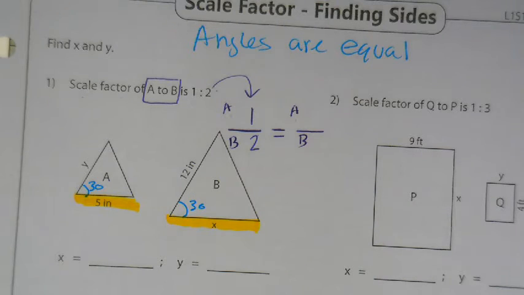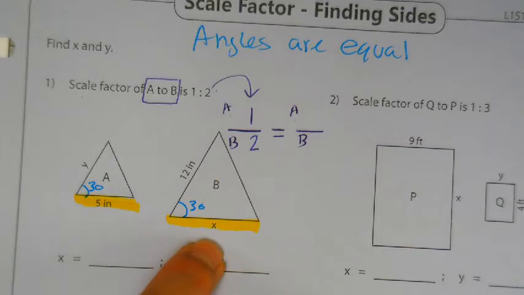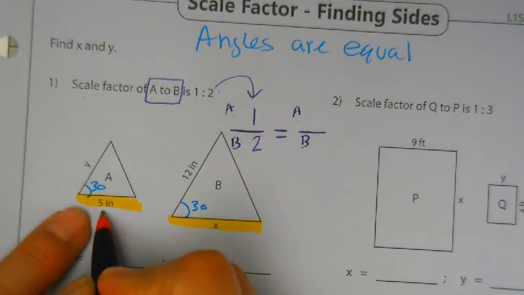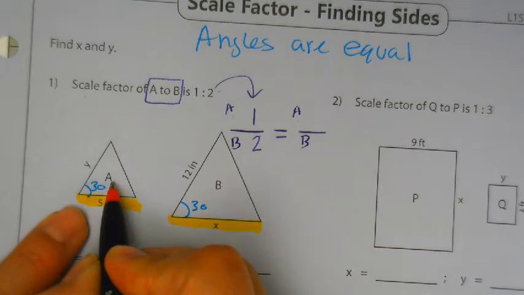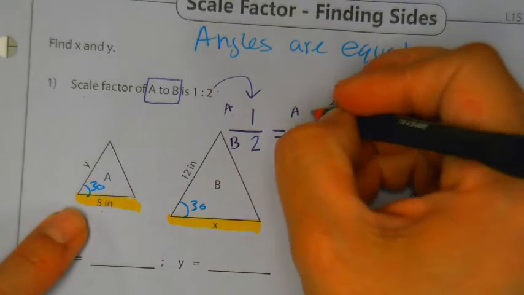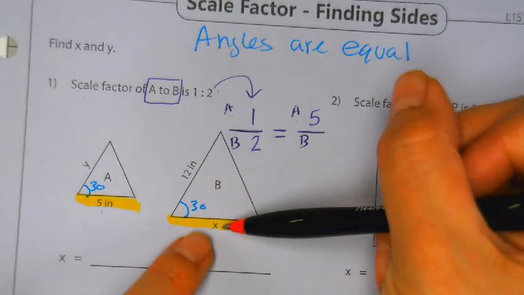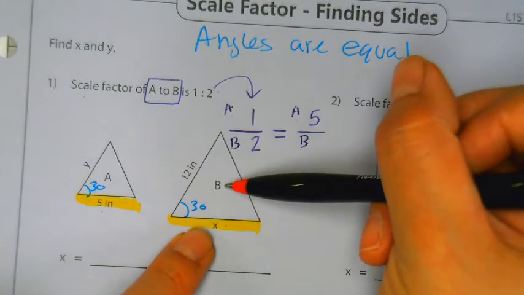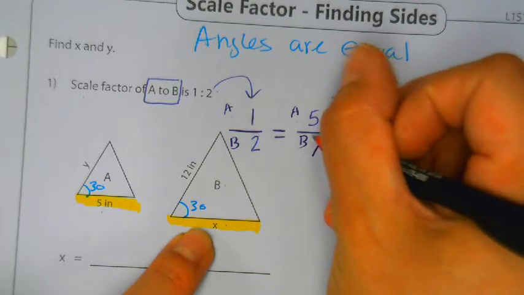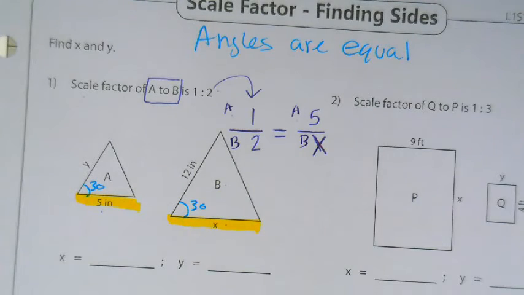They're the same side of the triangle. This is the baby, and this is when it's grown up. Aw, how cute. Okay. The 5 is in the A triangle. So where do I put that? On the top or the bottom? Top. The X is in the B triangle. So where do I put that? On the bottom. Okay, let's take a moment to understand what we just did.